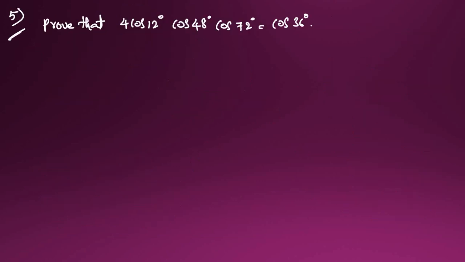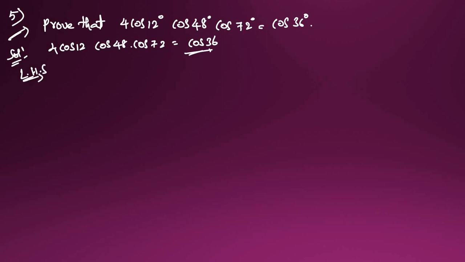Now here the fifth question is prove that, I will write the solution here, start from here. 4 cos 12 cos 48 cos 72 is equal to cos 36, we have to show here. Now we have to prove here. Now I will take LHS here. So what is this? 4 cos 12 will come, and cos 48, and cos 72.